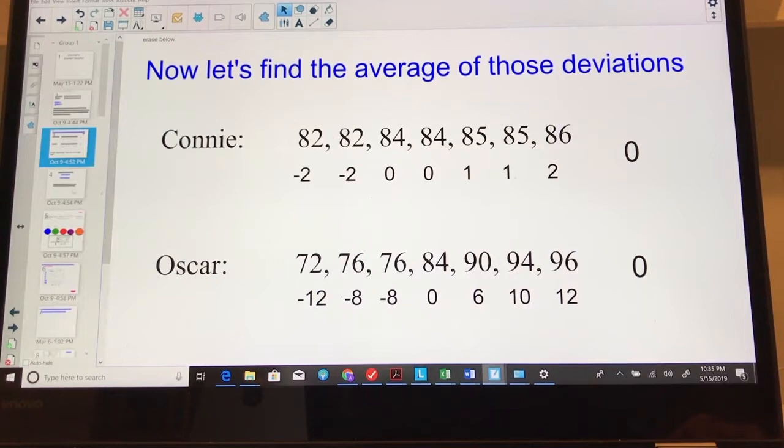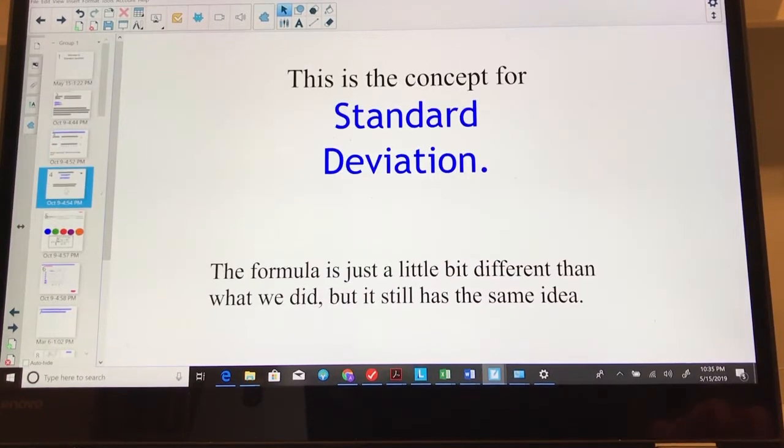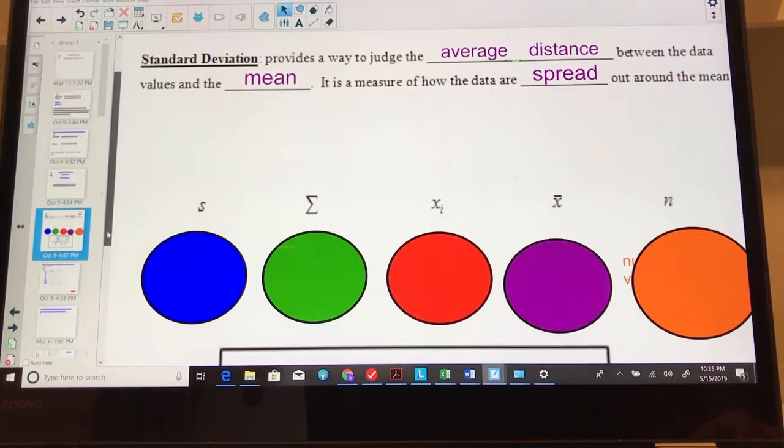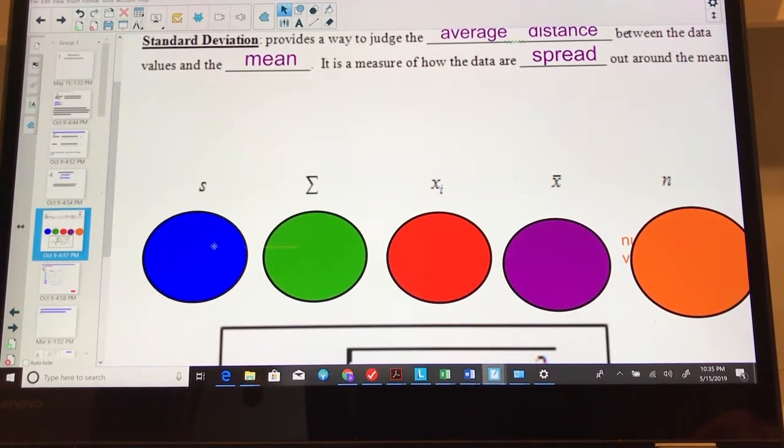So what's actually happening here is what our concept is for standard deviation. We're going to have a formula here. It's a little bit different than what we did, but it's the same idea. Standard deviation simply provides a way to judge the average distance between the data values and the mean. It's a measure of how the data are spread out around the mean. So everything for standard deviation is in relationship to the mean.